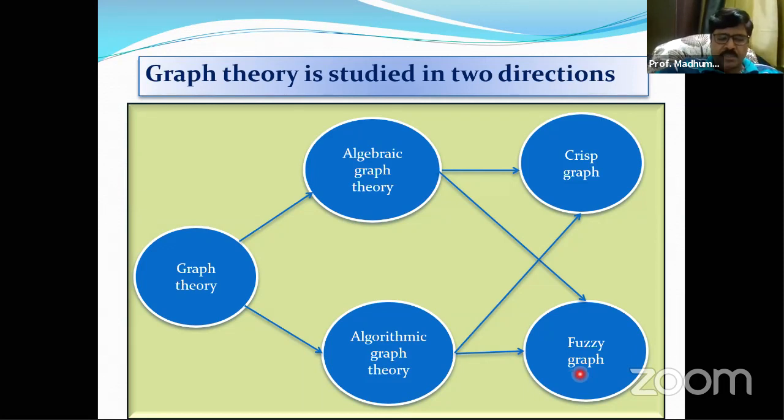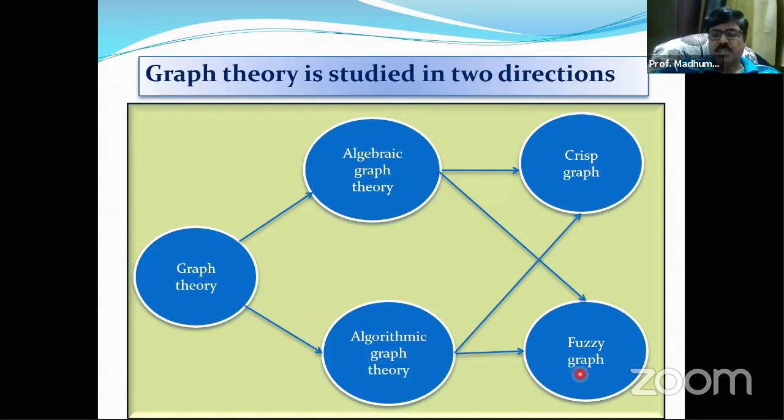So I can suggest that new researchers work on graph theory, either algebraic or algorithmic, for the crisp graph or conventional graph theory, or for fuzzy graph theory. There is a lot of scope to study graph theory. Graph theory is a very old subject, almost 300 years old, because the first real life problem was solved by Euler in the year 1736.